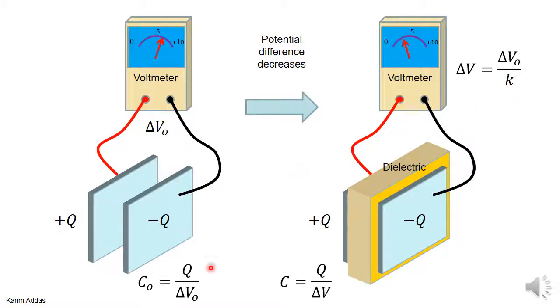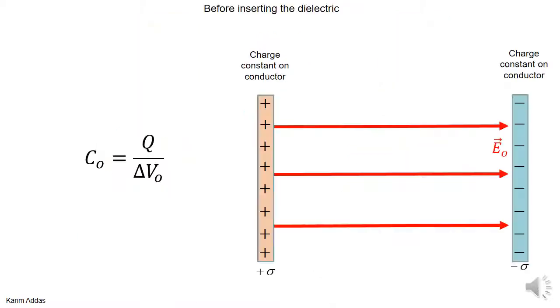So now the question is, the initial capacitance is the charge Q over delta V node, the initial potential difference between the plates, and the final capacitance is the same charge divided by the new potential difference. Now the potential difference is reduced by a factor of K. So that means we can easily see that C is going to be equal to K times C node. Let's see how that comes exactly.